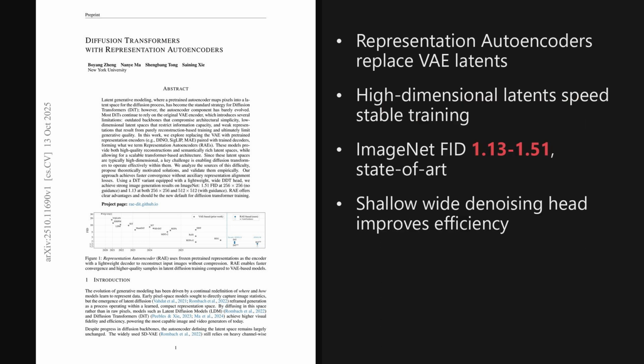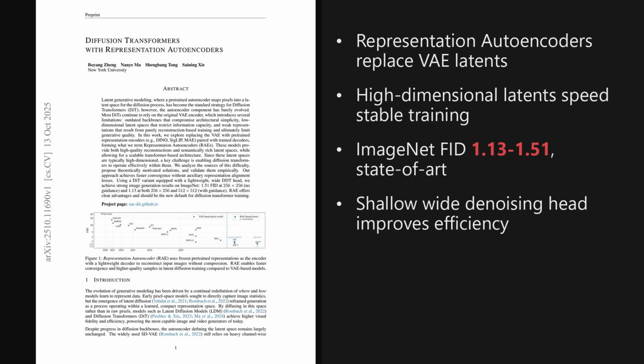I'm Alex. Today we're looking at a paper from the Hugging Face trending list, published on October 13th, 2025, just yesterday. The key move swaps the old VAE for Representation Autoencoders and delivers standout ImageNet scores, 1.51 FID at 256 by 256 with no guidance, and 1.13 at both 256 by 256 and 512 by 512 with guidance.